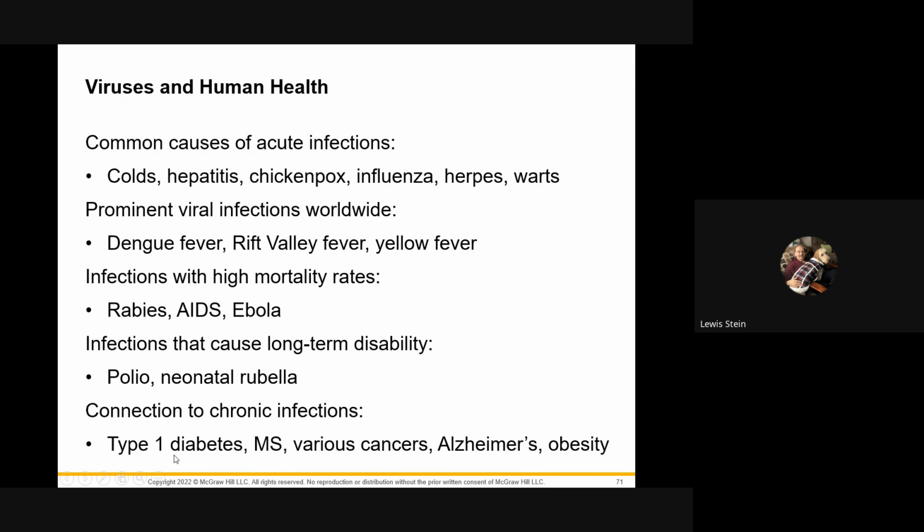Type 1 diabetes. The current theory, and research bears it out, is that this is an autoimmune disease, probably from a viral transmission early on. Multiple sclerosis, that was human herpesvirus 6. We think there's a strong correlation. Cancers, Alzheimer's, obesity. I'm not as familiar with the causes.